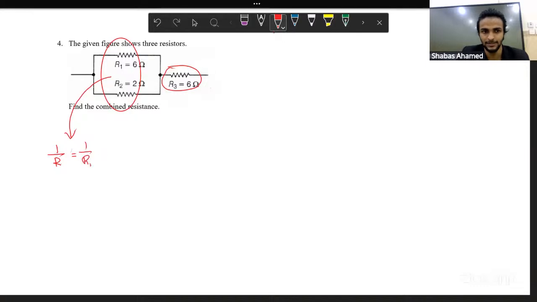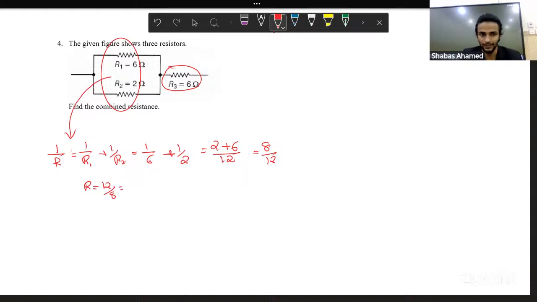1 by R equals 1 by R1 plus 1 by R2. That is equal to 1 by 6 plus 1 by 2. If you cross multiply or take the LCM, you can do it either way. I'm just cross multiplying this one. So it will be 2 plus 6 divided by 12, that is equal to 8 by 12. This is 1 by R. Then R will be equal to 12 upon 8, that will be equal to 3 by 2, that is equal to 1.5 ohm.